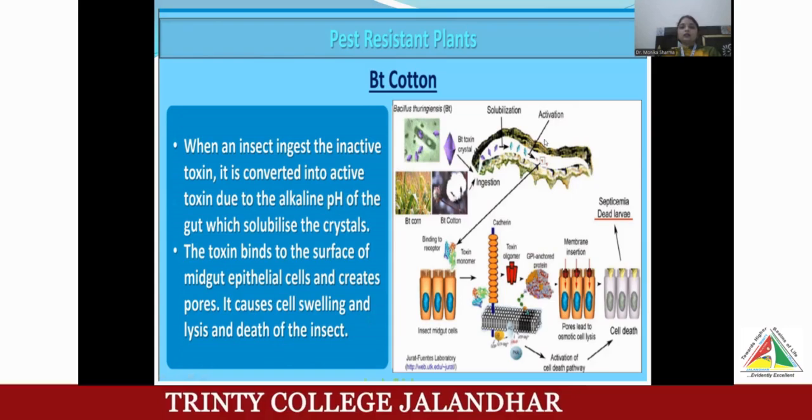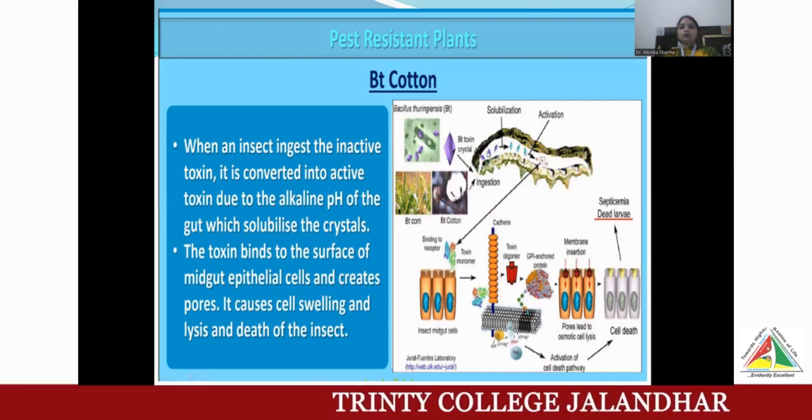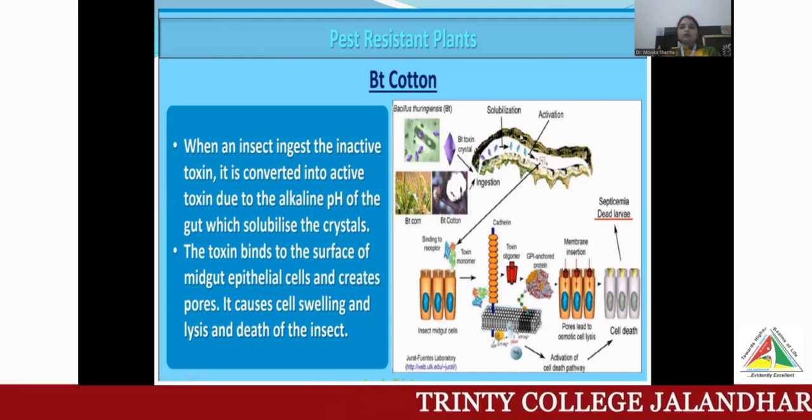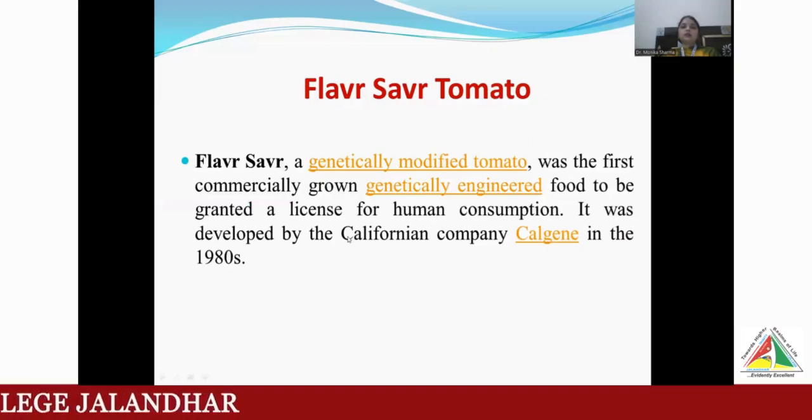You can see in this diagram, after ingestion of this Bt toxin, it gets activated in the gut of that insect and leads to the death of the insect. So, by genetically modifying our Bt cotton crop, we reduce the use of pesticides as well as fertilizers.